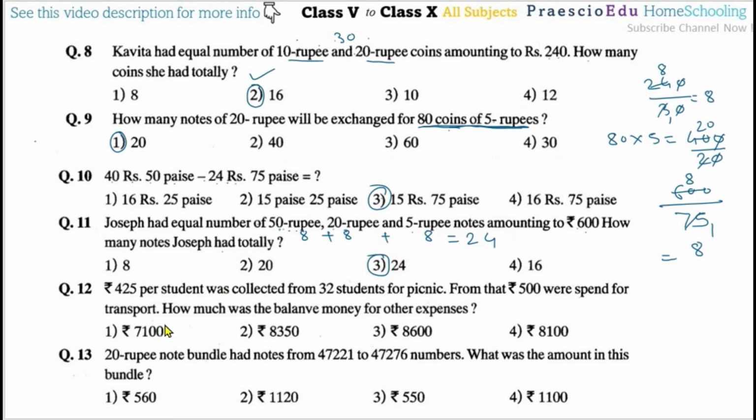Now question number 12. Rupees 425 per student was collected from 32 students for the picnic. From that, rupees 500 were spent for transport. How much was the balance money for the other expenses?